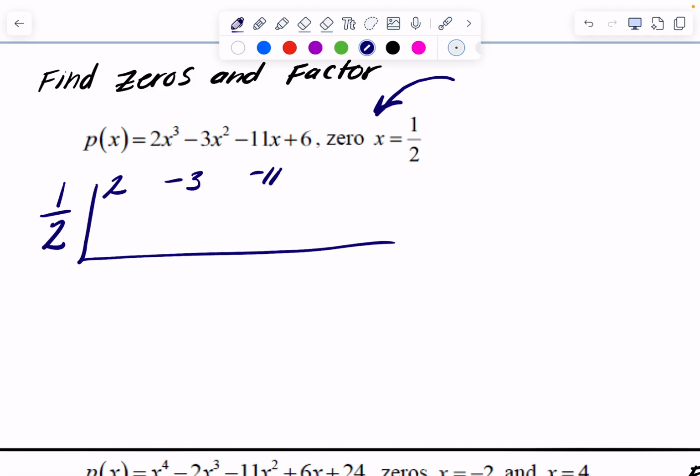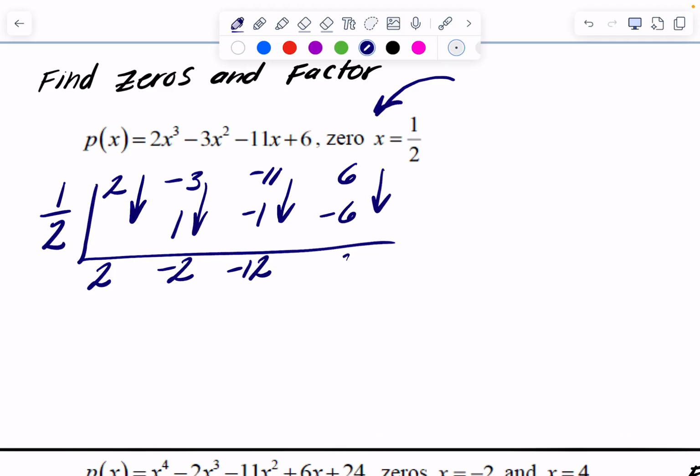Add straight down. Now, when fractions happen, they really aren't as bad as you think they're going to be. Just watch. So you add straight down and multiply up. 2 times 1/2 is 1. Add straight down. Multiply up. -2 times 1/2 is -1. Add straight down is -12. -12 times 1/2 is -6. Add straight down, we get 0. If we didn't get 0, we know we messed up because they told us this should be a solution.